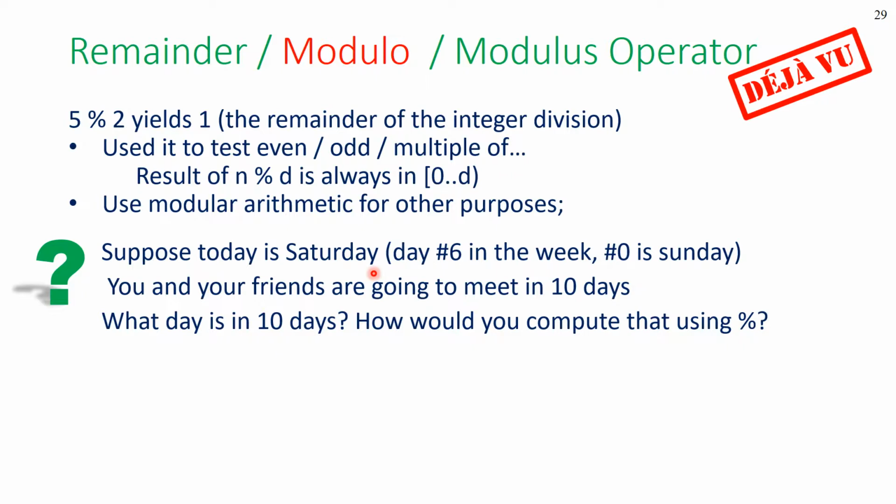For example, let's say today is Saturday, so we number the days of the week. Saturday is day number 6, okay? 0 is Sunday. You and your friends are going to meet in 10 days. So on a Saturday, I want to add 10 days to that. I'm not talking about the date, I'm talking about just the position of the day in the week. So if I go 10 days after Saturday, which day of the week is that going to be? Well, this is the kind of stuff where you use the modulo operator, because the modulo operator does an integer division and then gives you the remainder.